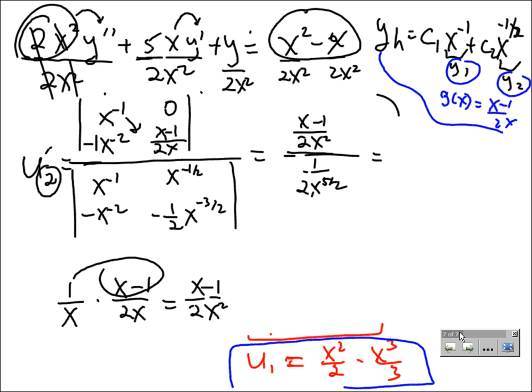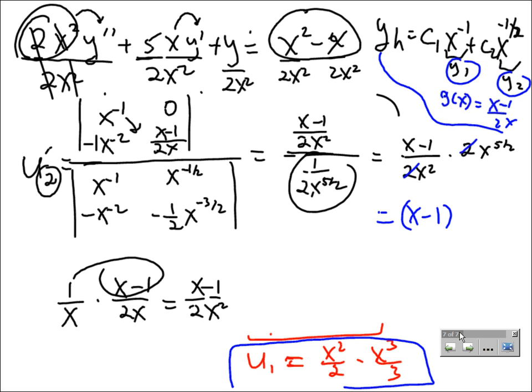So what we have is (x minus 1) over 2x squared times the reciprocal of this, which is 2x to the 5 halves. The 2's cancel, and we have the x minus 1, and x to the 2½ divided by x to the 2. Well, since 2½ minus 2 is a half, we get that. Distributing, we get x to the 3 halves minus x to the half.